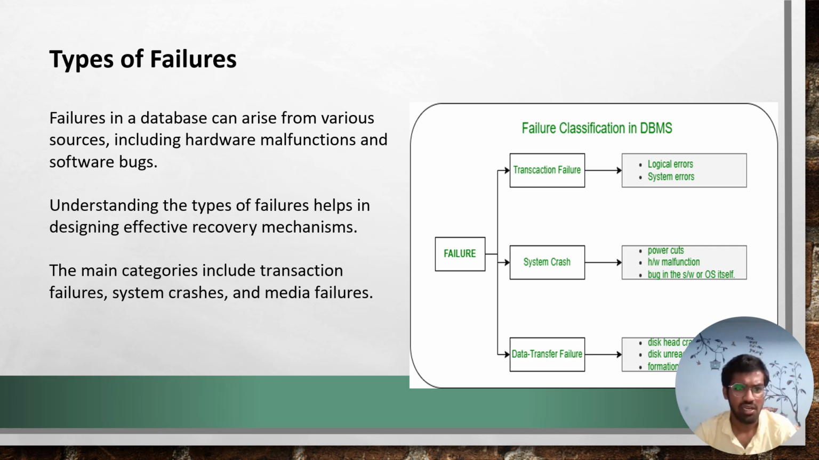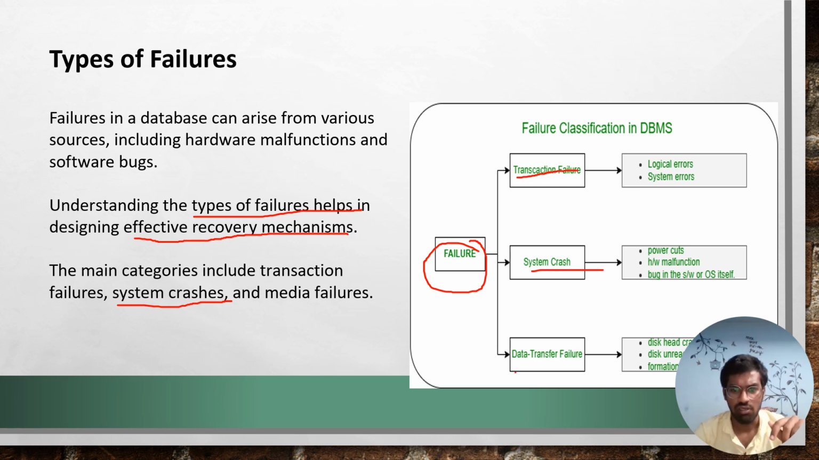After that, types of failures. Failures in a database can arise from various sources, including hardware malfunctions and software bugs. Understanding the types of failures helps in designing effective recovery mechanisms. The main categories include transaction failure, system crashes, and media failures. For example, failures are of three types: transaction failure, system failure, and data transfer failure.